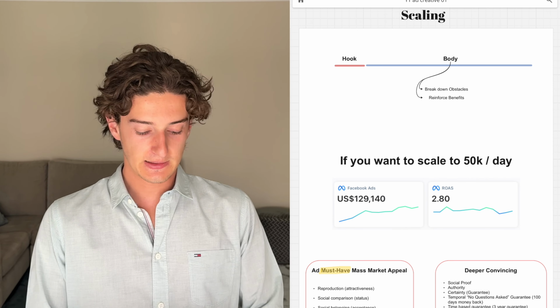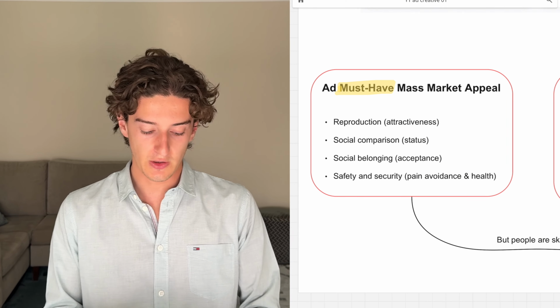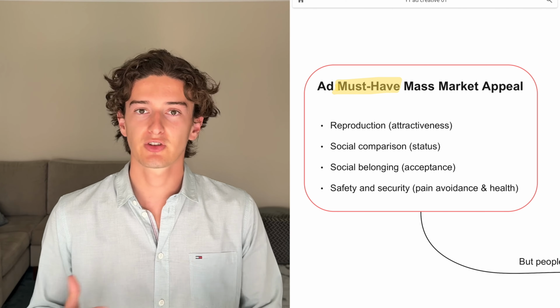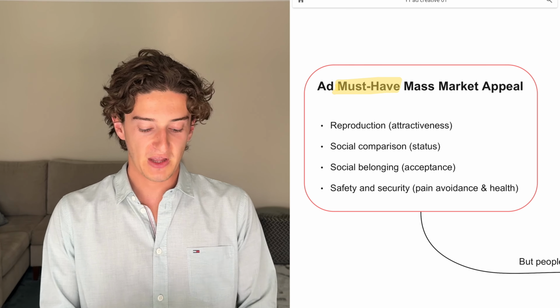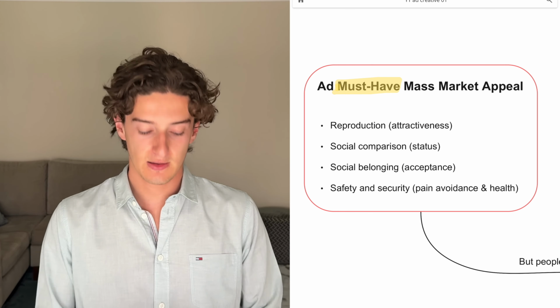So if you want to scale to 50k days, just like how I did, your ad must have mass market appeal. And it all comes down to these 4 core things that we humans need and chase. Reproduction, like attractiveness, either with the opposite gender or people of your own gender. Social comparison, like status and financial status. Social belonging, so everyone wants to be accepted. And safety and security. People don't want pain, they want to be healthy, and at the bottom of it, they want food and survival.